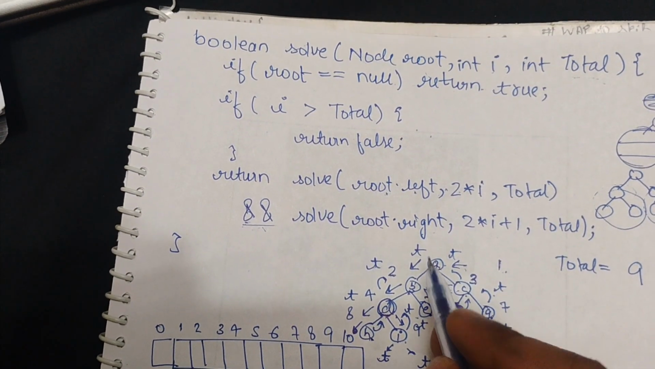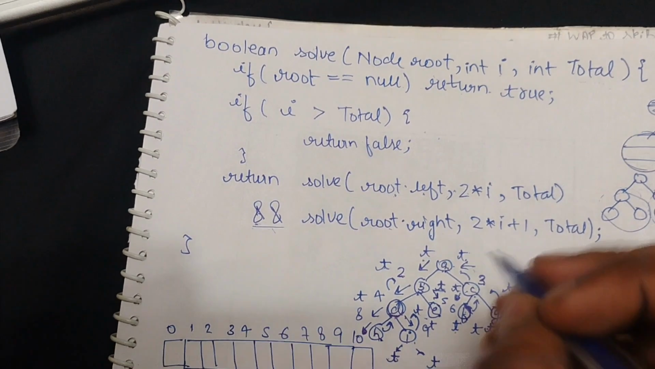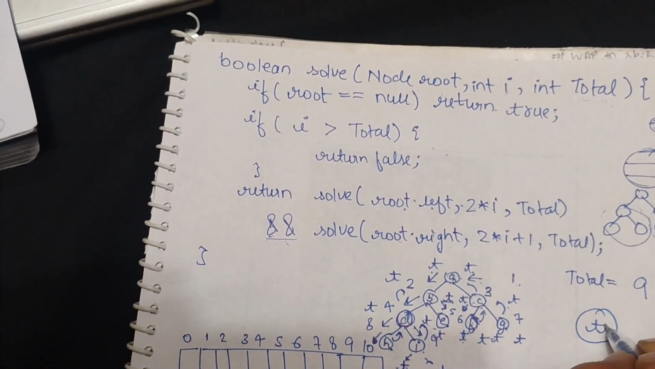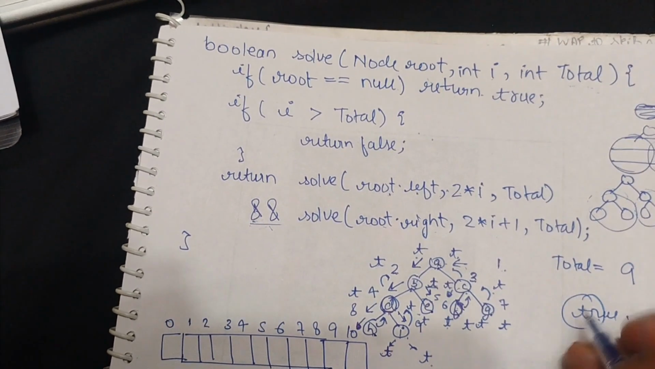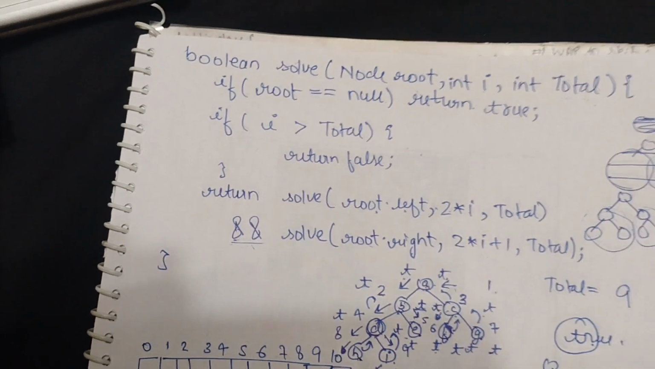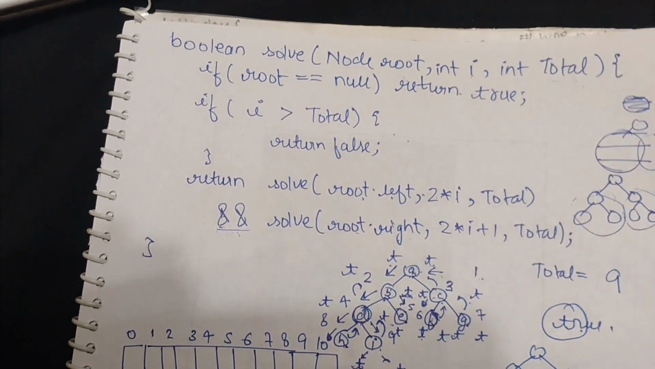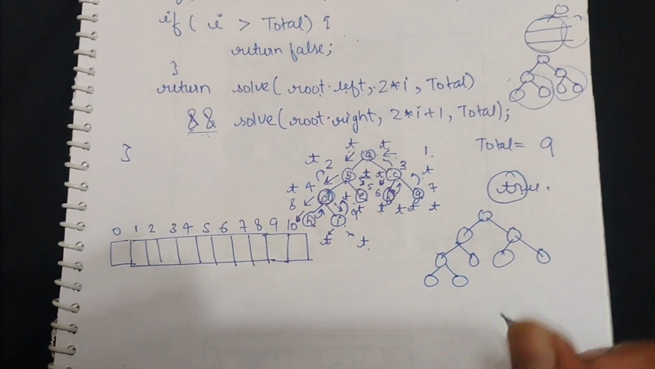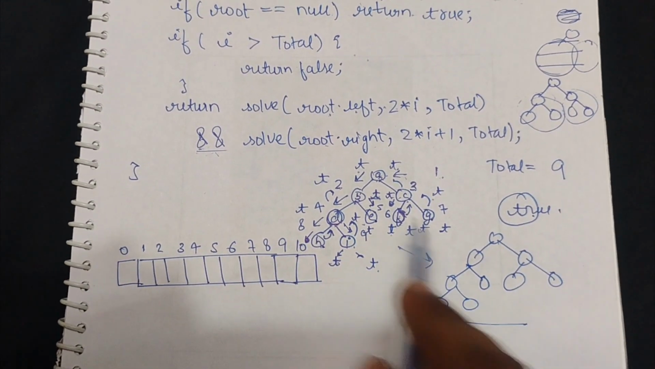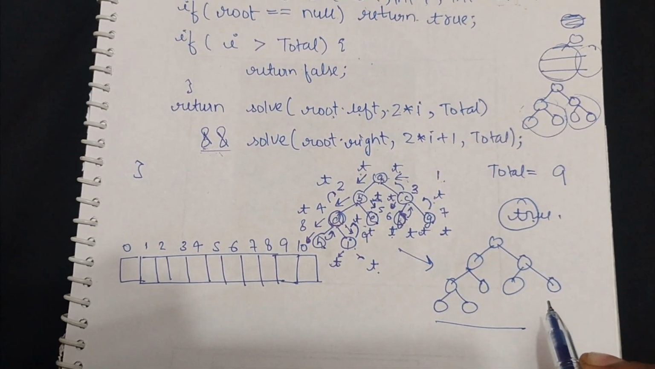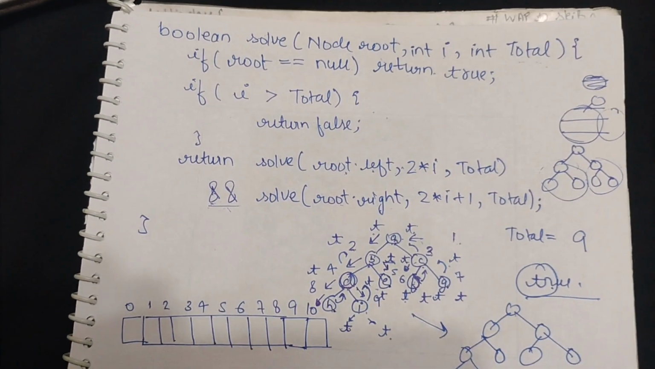Similarly, A also has true from both sides. Because of this AND, A will return true. And that's how we complete the recursion and we get the answer as true. And we can see that in this. I'll again draw this same tree for a clear picture. We can see clearly that this is a complete tree and we got the answer as true.